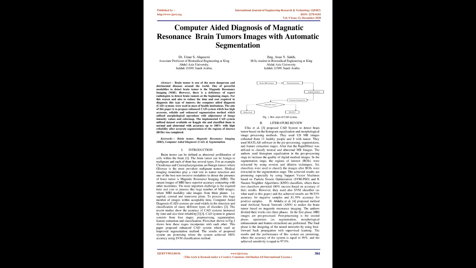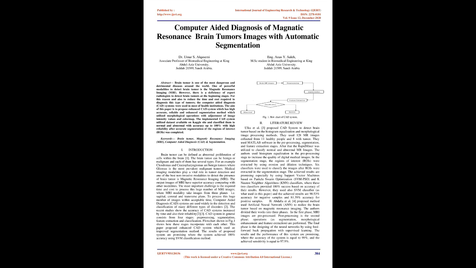The authors used histogram equalization in the pre-processing stage to increase the quality of digital medical images. In the segmentation stage, the regions of interest, ROIs, were extracted by using erosion and dilation techniques. 6 classifiers were used to classify the images after ROIs were extracted in the segmentation stage. The achieved results are promising, especially by using support vector machines based on particle swarm optimization, SVM-PSO, and k-nearest neighbor, KNN, classifiers, where these 2 classifiers provided 100% success based on accuracy of their results.